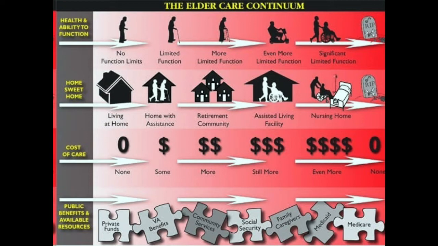And then under there is a list of some of the public benefits that are available that help to pay for each individual portion of it, or depending on what you need, different resources are available. All of them obviously have their own restrictions and their own requirements. The elder care continuum helps families understand what it is we're trying to accomplish through our life care plan.